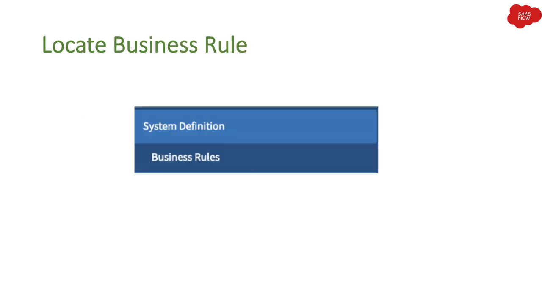Locate business rule. Now, how will you find business rules in your ServiceNow system? Under the System Definition application menu, you have a module called Business Rules. Once you click on that module, you will see the list of business rules created in your ServiceNow system. If you have just bought or have a new instance, then you will see all the baseline or out of the box business rules which have been created by ServiceNow.